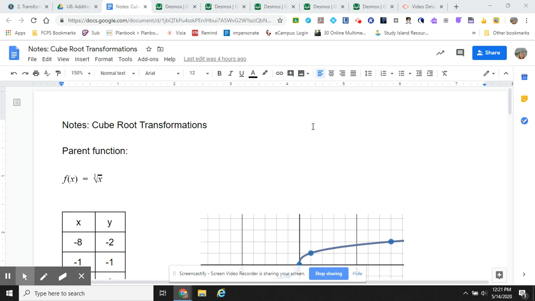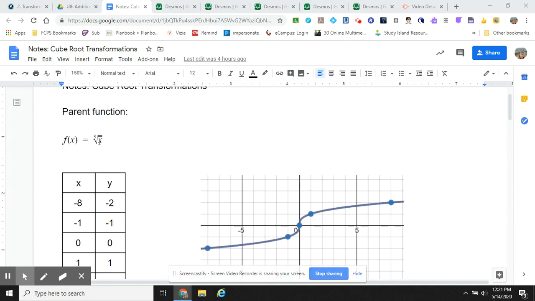Now let's tackle cube root functions. So once again, it's all going to be very similar to what we've been doing. So the parent function for this one is the cube root of x. Now let me show you how to type it in Desmos because it is different.